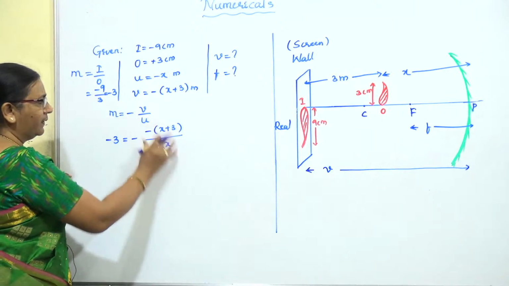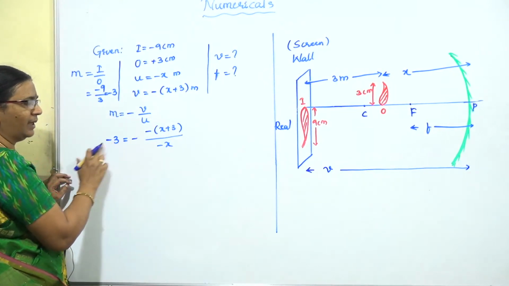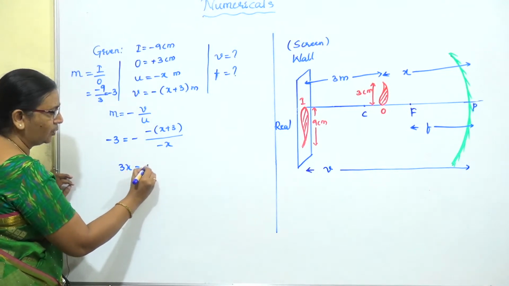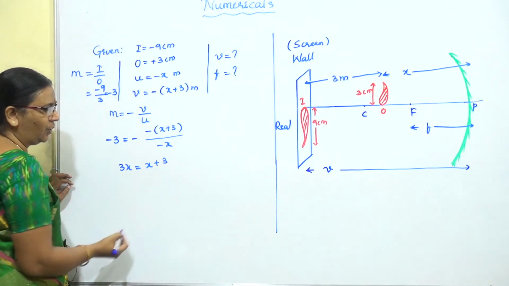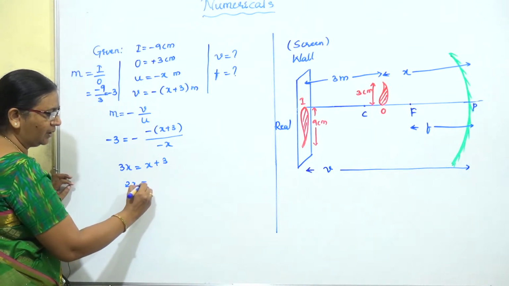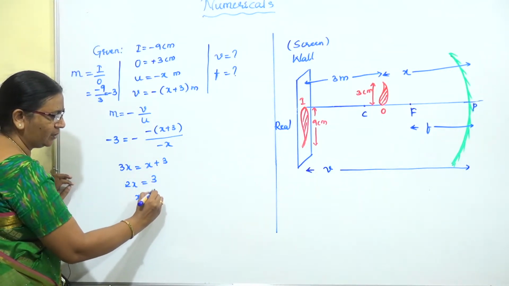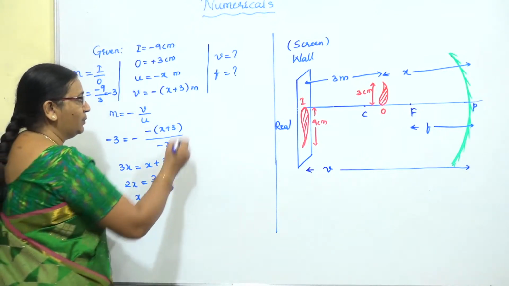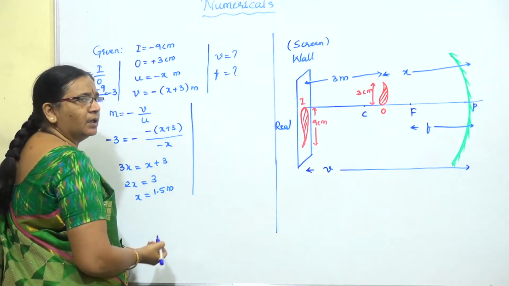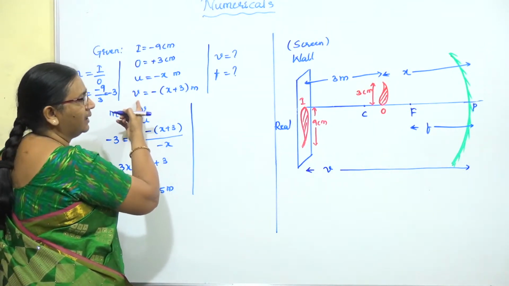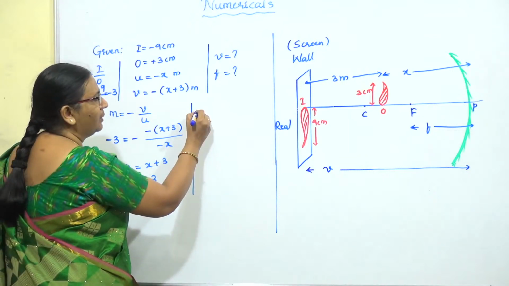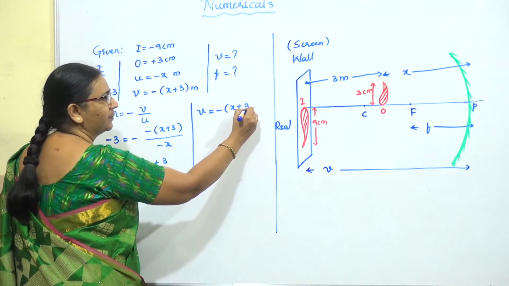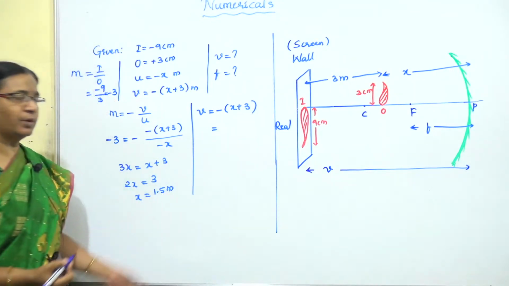Now the minus got cancelled. So we have 3x equal to x plus 3, or 2x equal to 3, or x is 1.5 meter. If x is 1.5 meter, then what is going to be your v? Because the question is to find v. v becomes minus of x plus 3. x is only a distance, so don't apply minus 3.